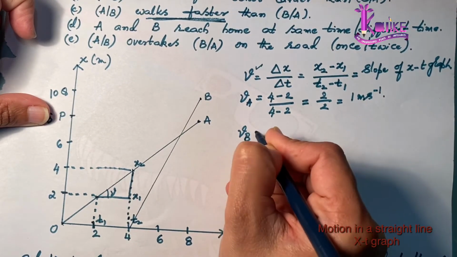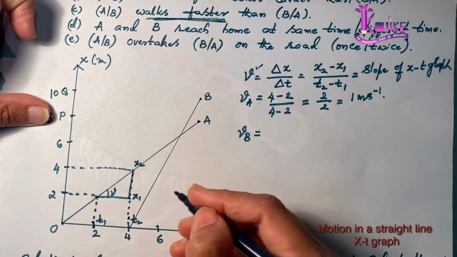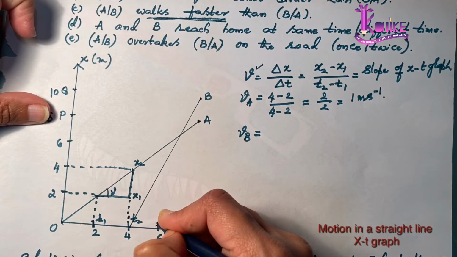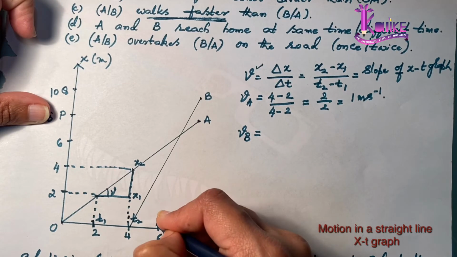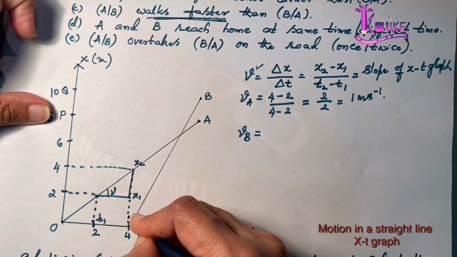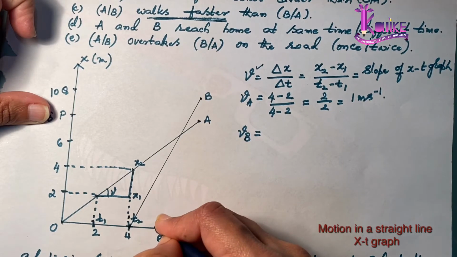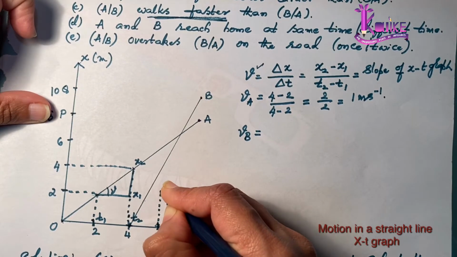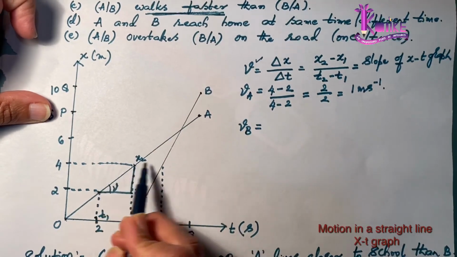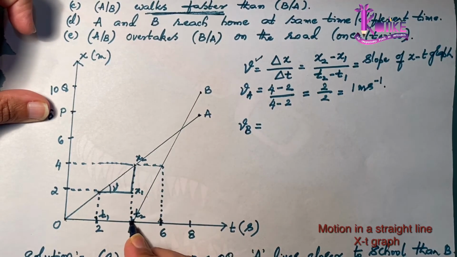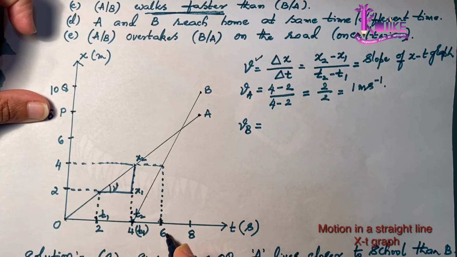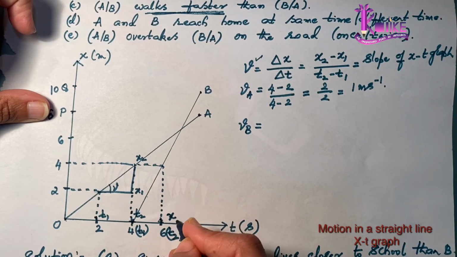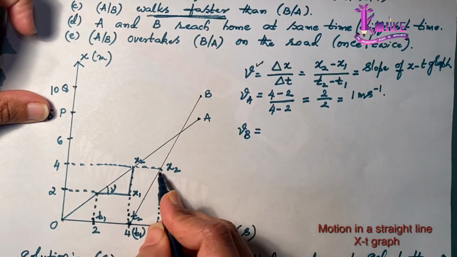Similarly, I choose values for B. For the graph B, I'll take these values only. I'll take this as T1 and this is T2. So if I take this as T2, okay, so this will be the corresponding value, and this I will choose as T1. This is my T2 for B. So this will be x1 and this will be the corresponding value of x.